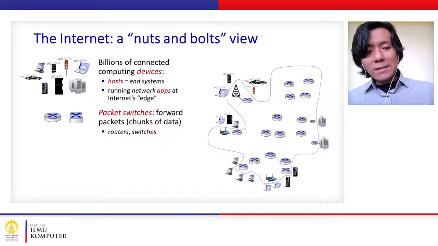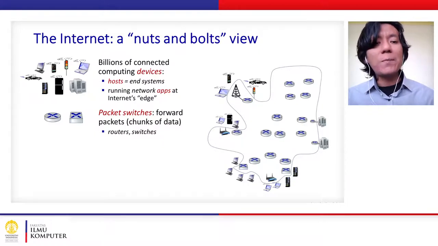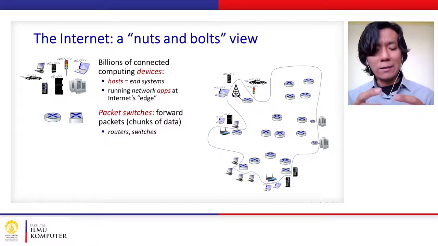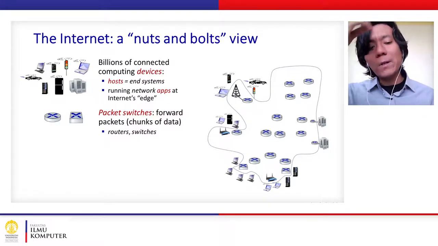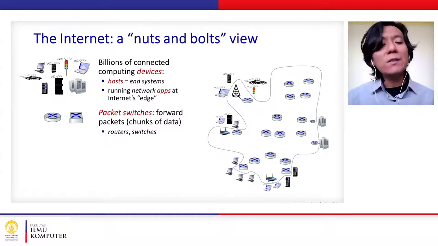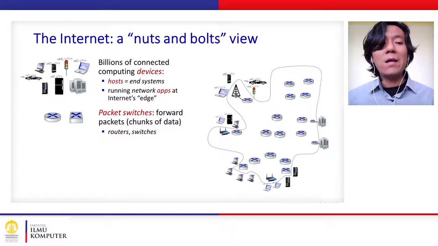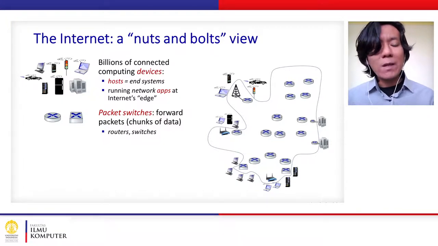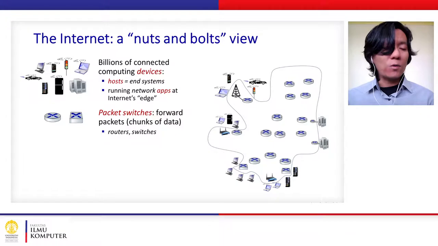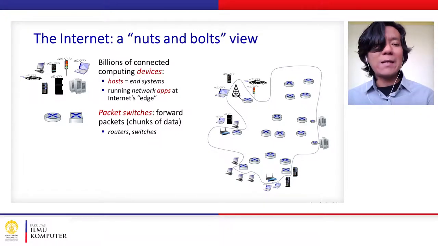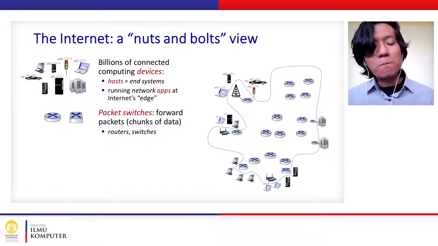In the middle of this network, there are packet switches. The round symbol with a cross in the middle is called a router. Routers are tools that connect the edges, connecting the hosts to each other. Because of those routers, a packet from one host, from one device, can be sent through the internet and arrive at the other side.